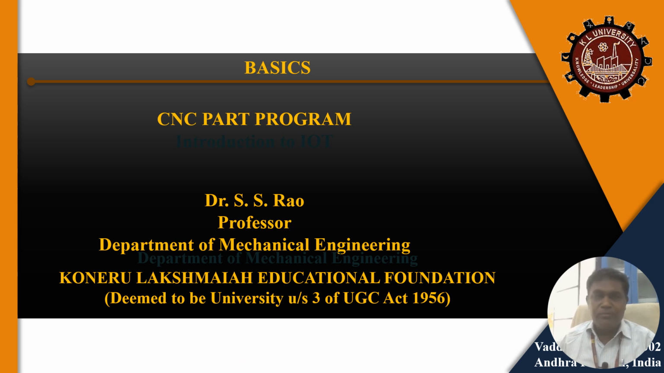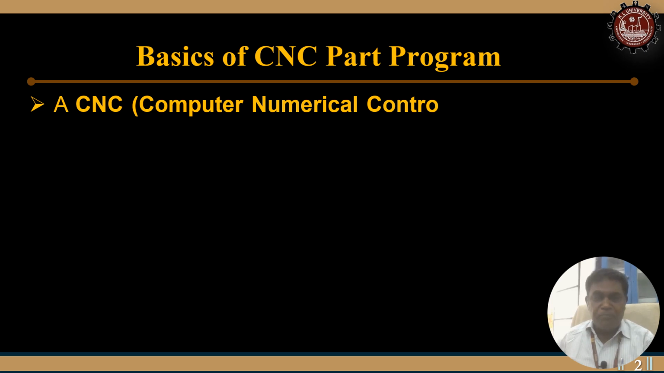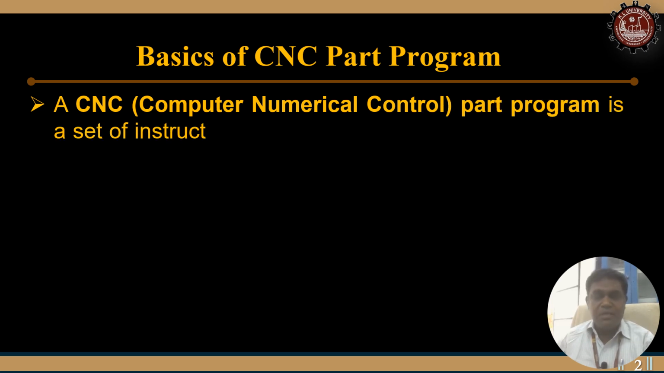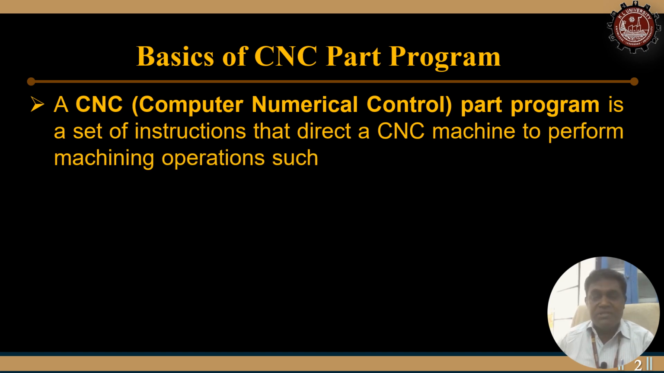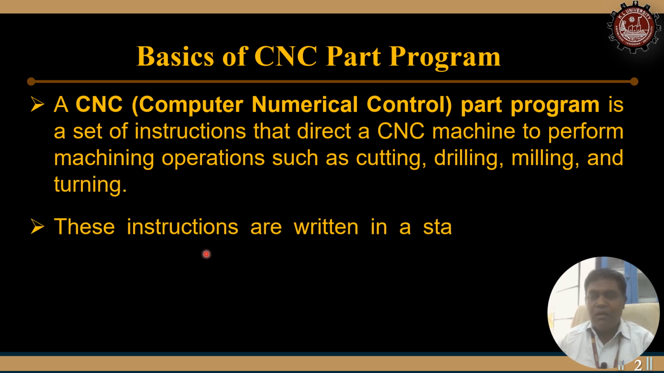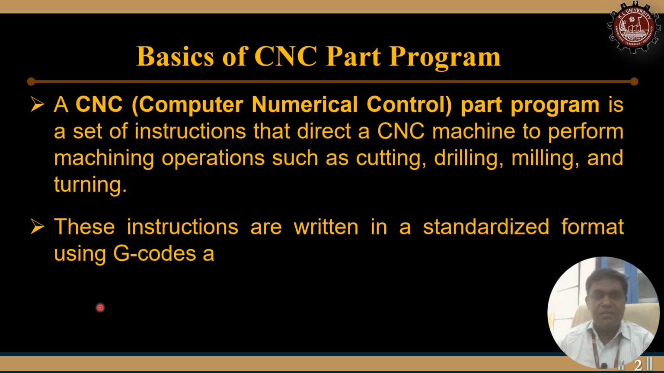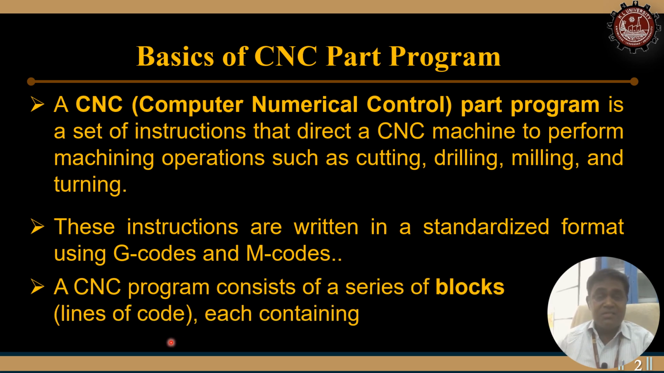So in this video, I'm going to explain the basics of CNC part programs. A CNC, Computer Numerical Control, part program is a set of instructions that direct a CNC machine to perform machining operations such as cutting, drilling, milling, and turning operations. These instructions are written in a standardized format using G codes and M codes. A CNC program consists of a series of blocks, that is lines of code, each containing the instructions for the machine.